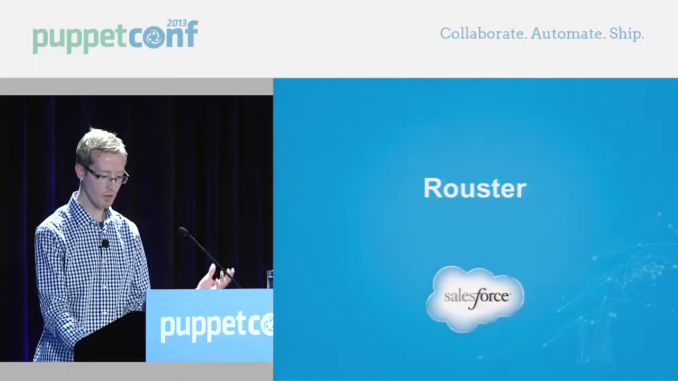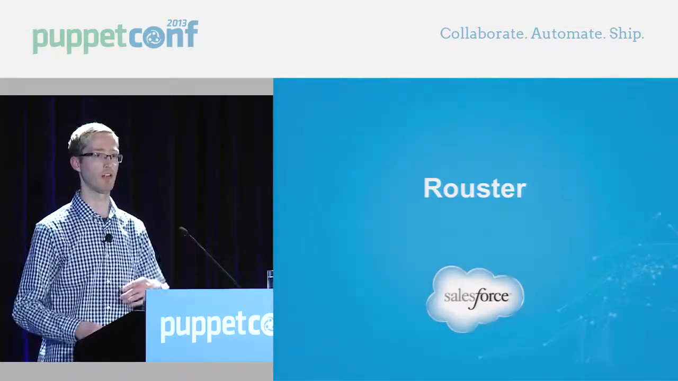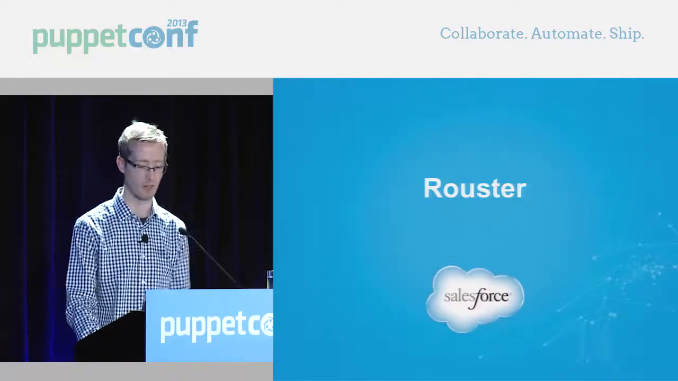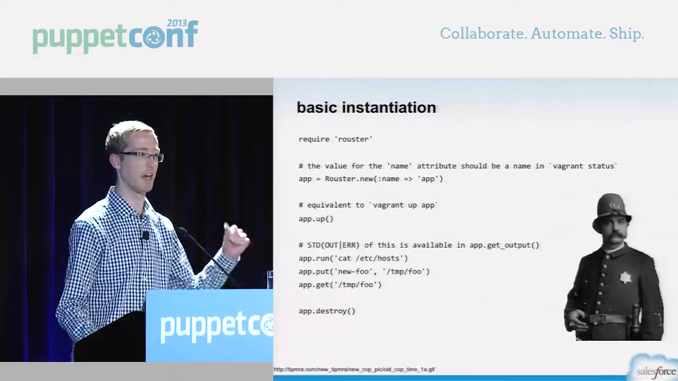Does anyone get the joke, Vagrant, Rouster? Does that translate? OK. I thought it was really funny. I spent a long time thinking about the name. So here's a Rouster. It's a cop, right?